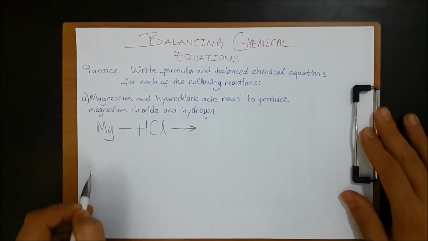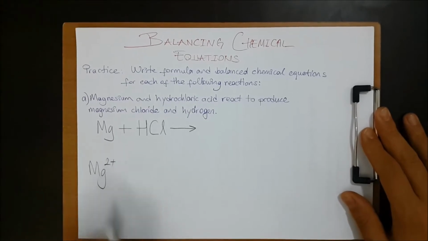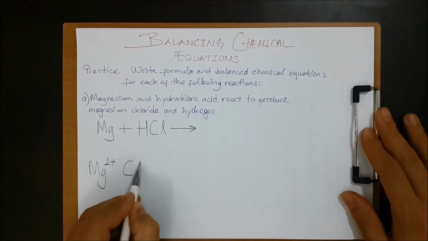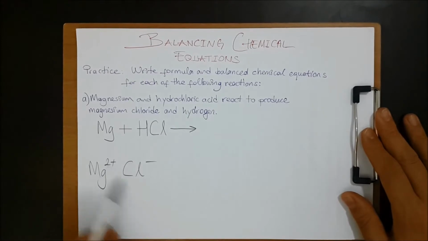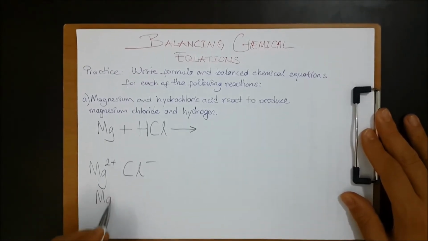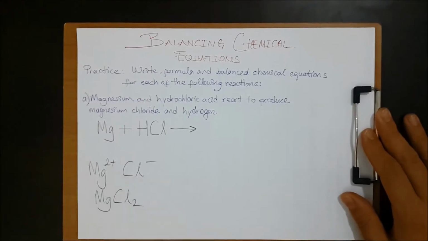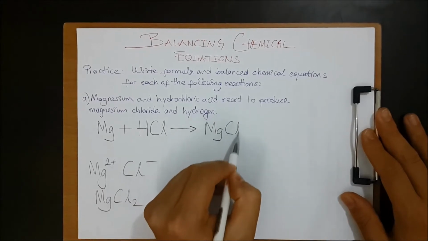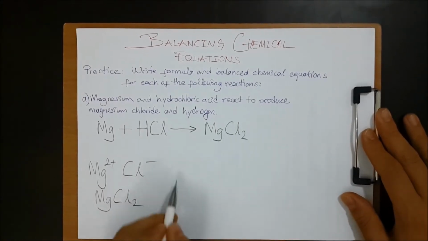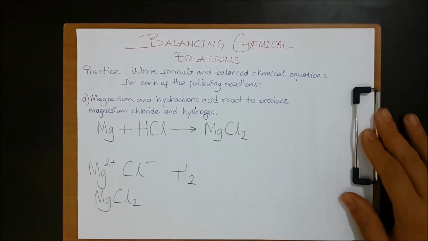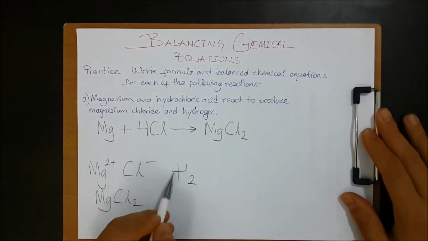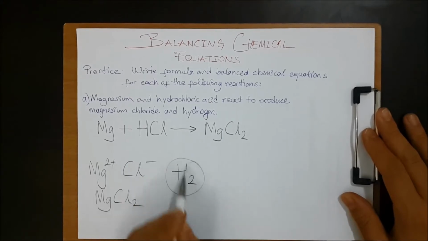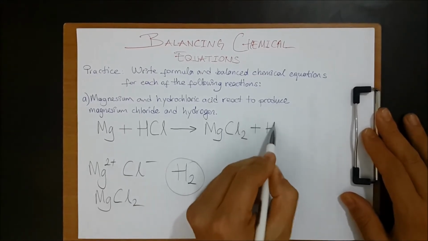Magnesium chloride. Magnesium, its charge is +2 and chloride is Cl minus. You cross over the charge by taking the absolute values, then you get MgCl2. This is magnesium chloride, MgCl2. And hydrogen. Hydrogen is shown by H2 because this is a molecular element, a diatomic molecular element. Its formula will always be H2, plus H2.